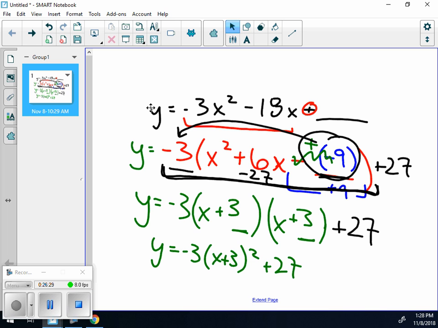Right here we had a positive 9, right? If we have a positive 9 and you multiply it by a negative 3, it becomes a negative 27. So that's what you have for the first half. So to balance it out, since you have a negative 27 here, you need a positive 27 here. So this is what it looks like in vertex form. So 27 is the answer.